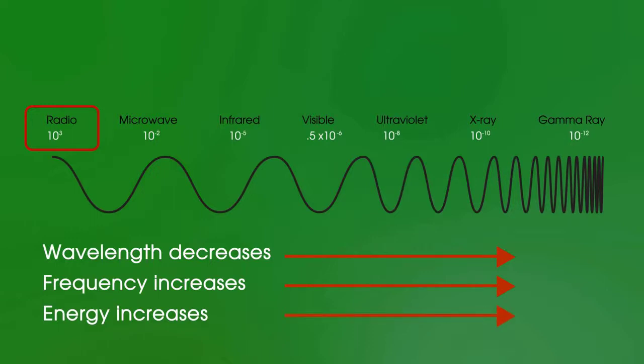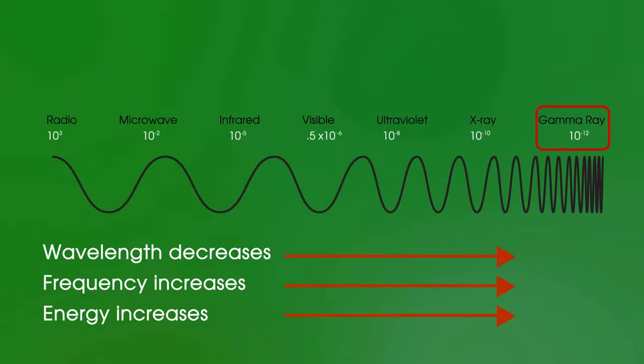Now, next to radio waves is microwaves. Then we have infrared, followed by visible light, which is right bang in the middle of the spectrum. Then we have the high energy side with ultraviolet, X-rays, and finally gamma rays. You need to memorize this spectrum and know how the wavelength and frequency change as you move along it.